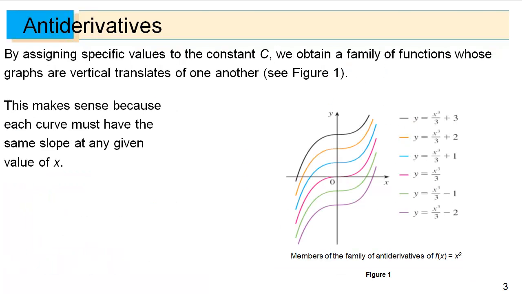And if we look at the graph of 1/3 x cubed plus a bunch of different constants, you can see that it's the same curve that's just been shifted up and down, because that's what happens when you add a constant to the end of a function. It just shifts it vertically. Well, if it's been shifted vertically, its shape hasn't been changed at all.